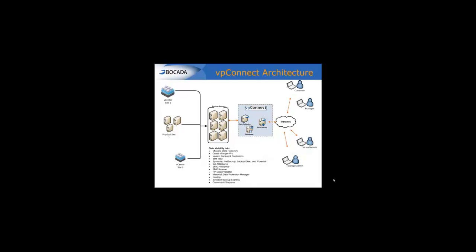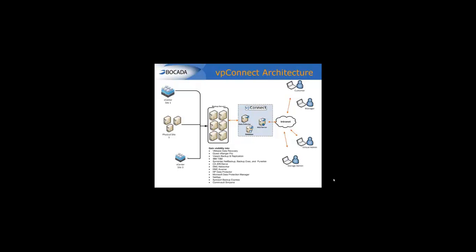With vpConnect, the architecture is still the same. You have a data collector, a database server, and a web server. The only thing that it changes is the ability to report on your entire data protection environment. Now you can have a single vpConnect server monitoring both vCenter infrastructures and physical sites at the same time.